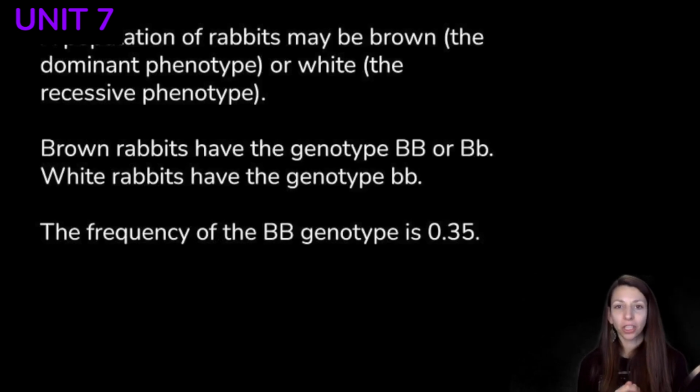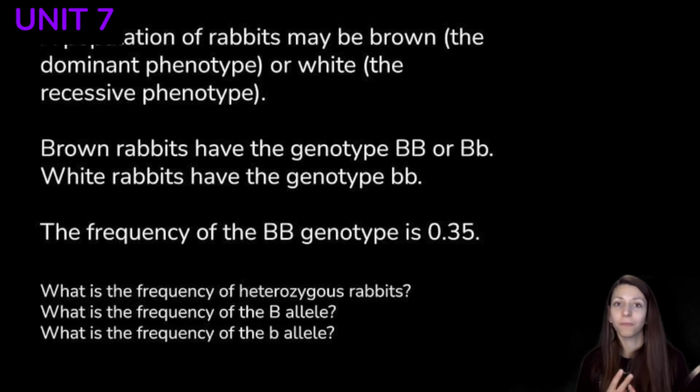Let's say we have a population of rabbits. Some are brown and some are white. The brown allele is dominant, the white allele is recessive. So brown rabbits can have big B, big B, or big B, little b. White rabbits can only be little b, little b. Know that the frequency of the big B, big B genotype is 0.35. So let's try to figure out the frequency of heterozygous rabbits, the frequency of the big B allele, and the frequency of the little b allele with this information.